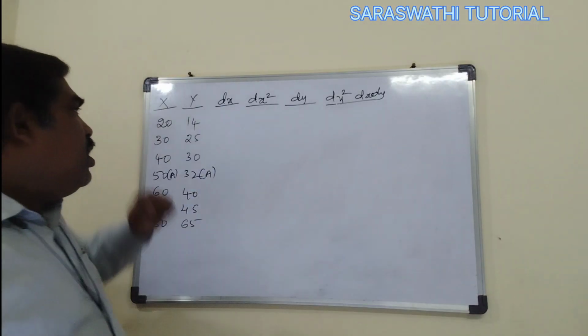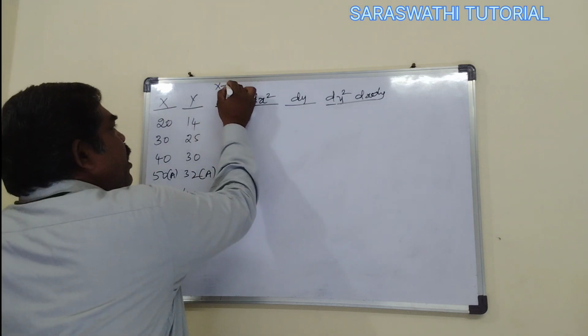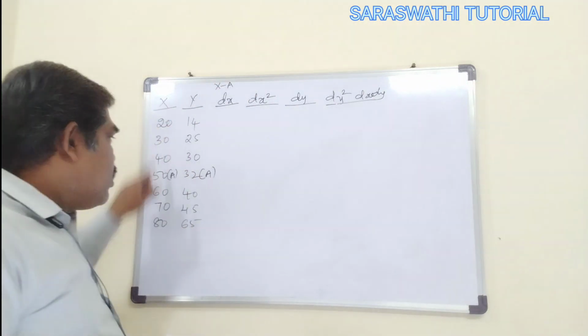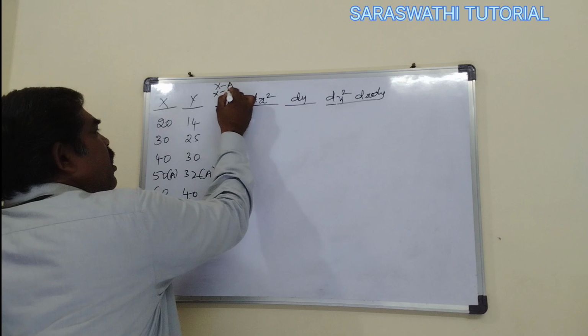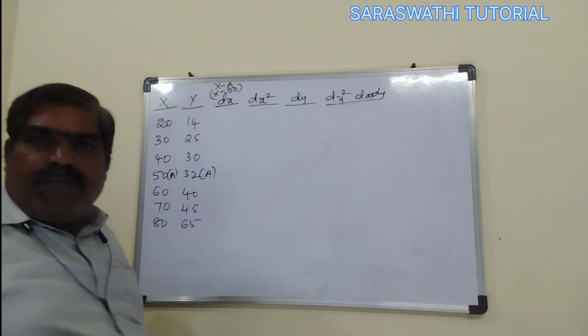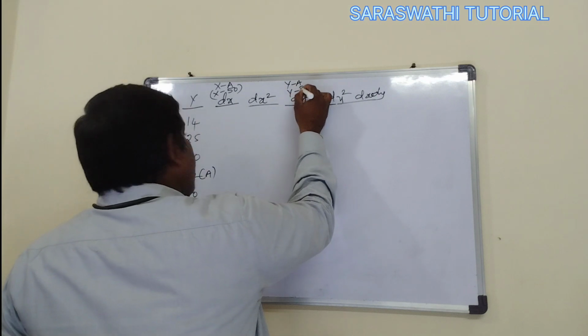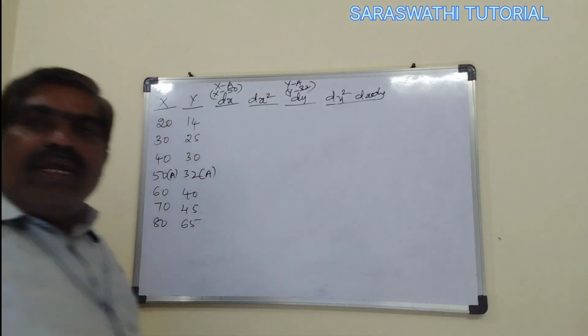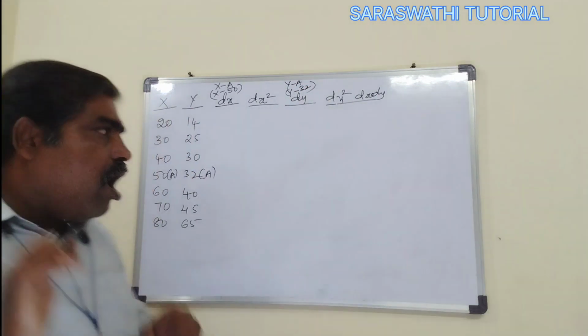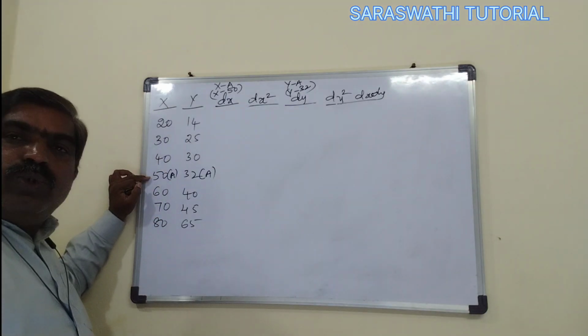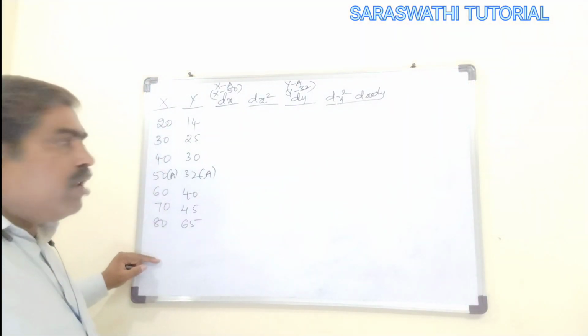Right. Now dx equals what? x minus A. This is the x series. From that we have to subtract A, which is 50. And in the same way y minus A, where under the y column we have taken 32. So this 50 should be deducted from all of these x values.